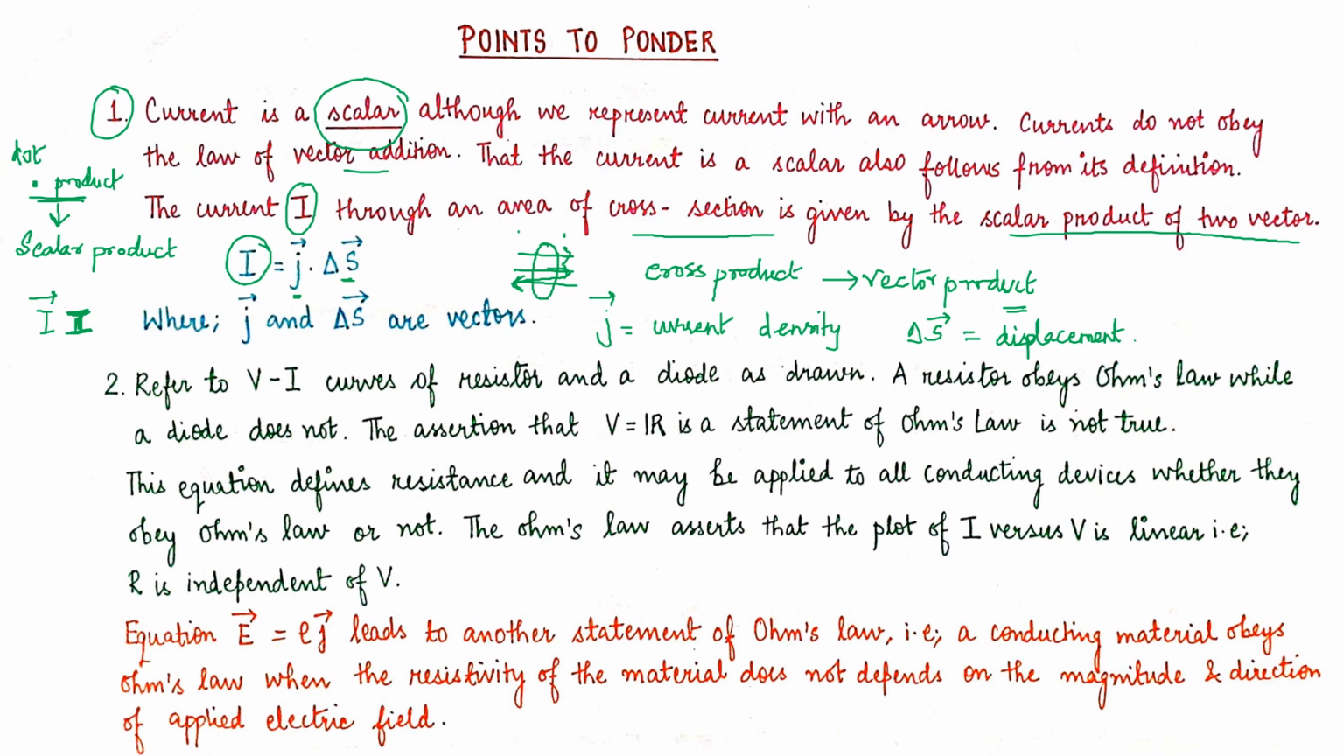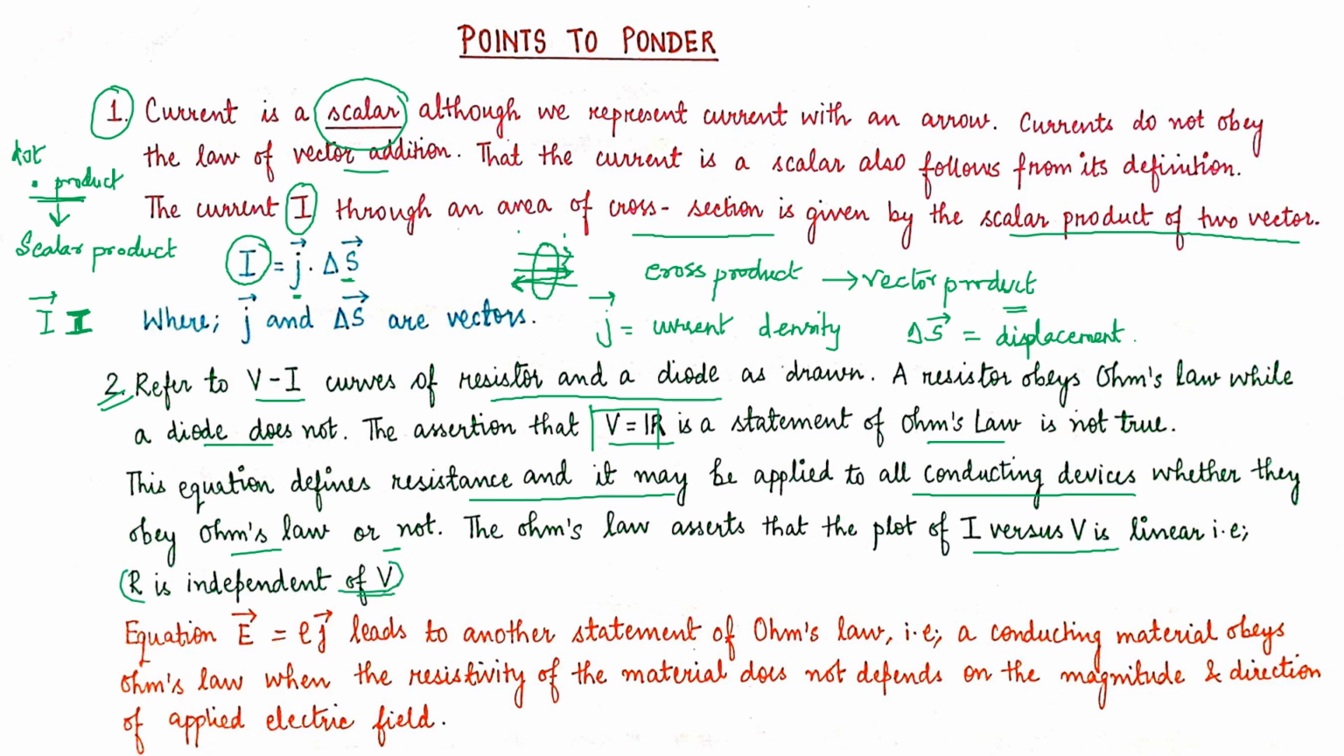Now, moving to the next statement. Refer to the VI curve of resistors and diode as drawn. The resistor obeys Ohm's law while the diode does not. The assertion that V equals IR is a statement of Ohm's law is not true. This equation defines resistance and it may be applied to all conducting devices whether they obey Ohm's law or not. Ohm's law asserts that the plot of I versus V is linear and R is independent of V.